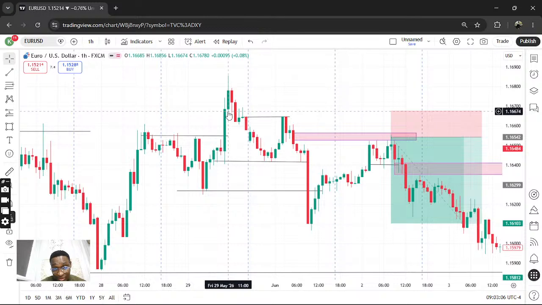And the next take profit is at this particular order block here. Why do I consider this an order block? This is the last bearish candle that was formed before this particular movement.